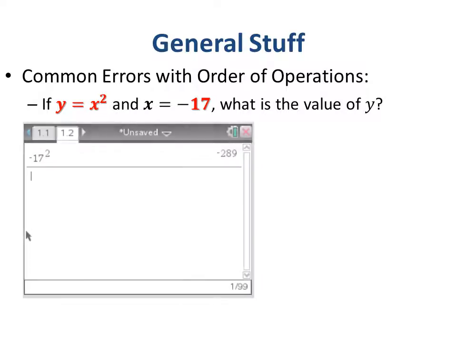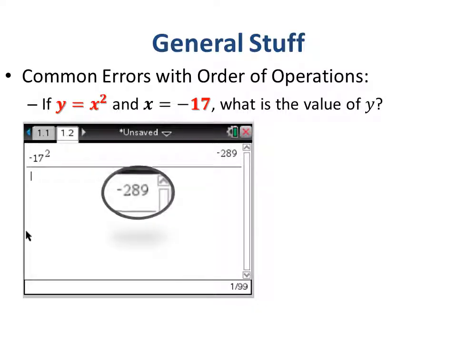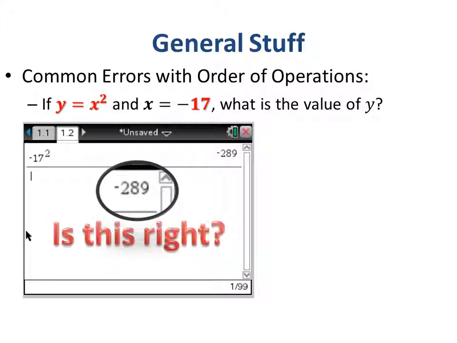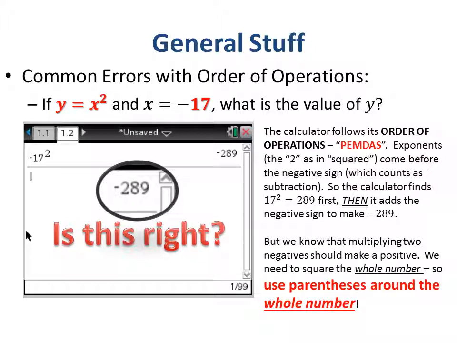One of the most common errors made in the calculator is when you square a negative number. So here we have negative 17, and we want to substitute it into x squared. We put negative 17 squared into the calculator, and it tells us negative 289 for an answer. Is this right? Well, it's not right.